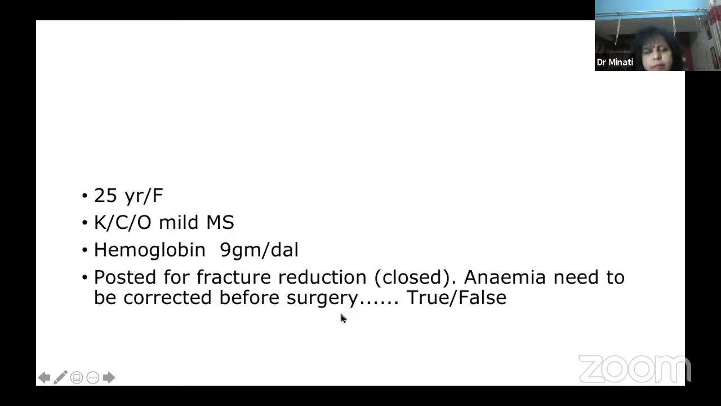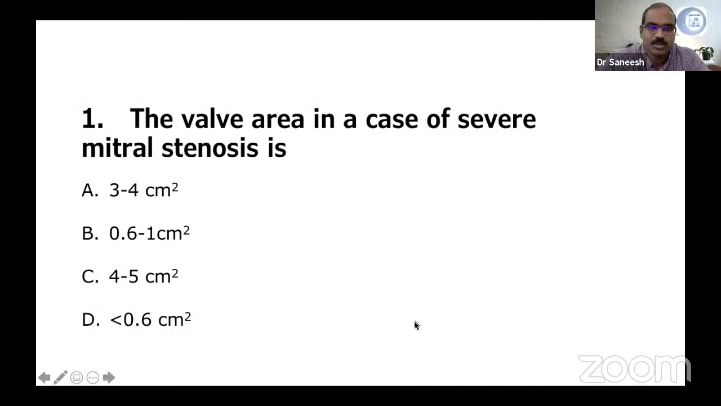Okay, fine. So we'll go to some more audience questions, but these questions were already shared along with our Anesthesia Webinar Campus Telegram group. Let's see how this audience responds to those questions. The valve area in case of severe mitral stenosis is: option A, 3 to 4 centimeters square; option B, 0.6 to 1 centimeter square; option C, 4 to 5 centimeters square; option D, less than 0.6 centimeters square. So you need to select the single best answer. The poll window is there.